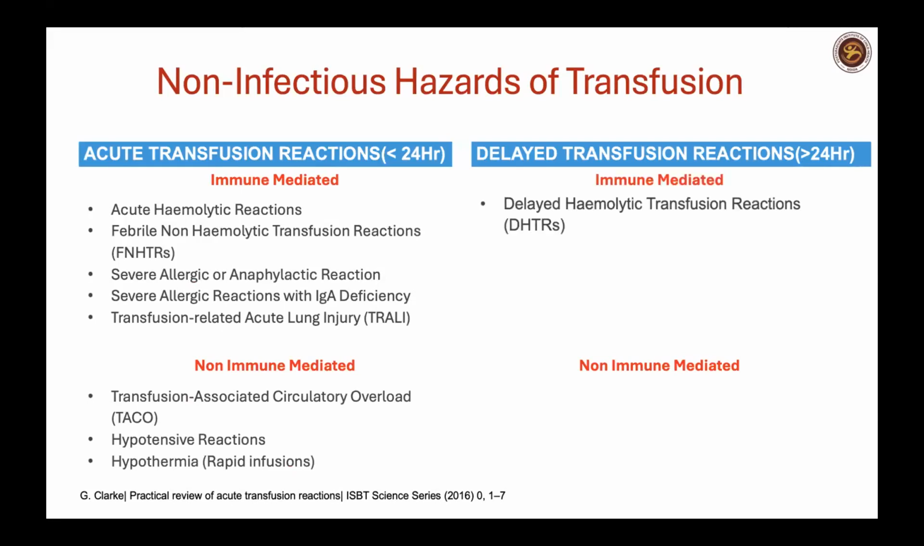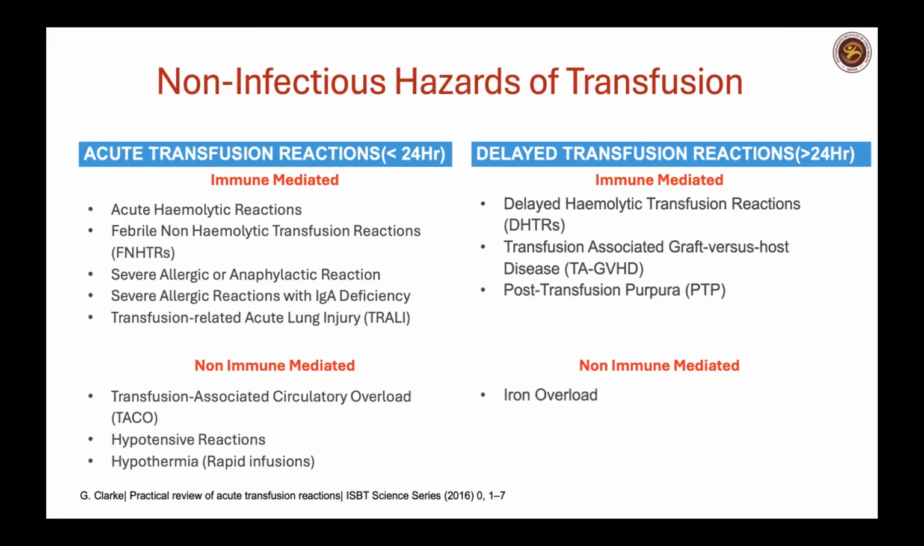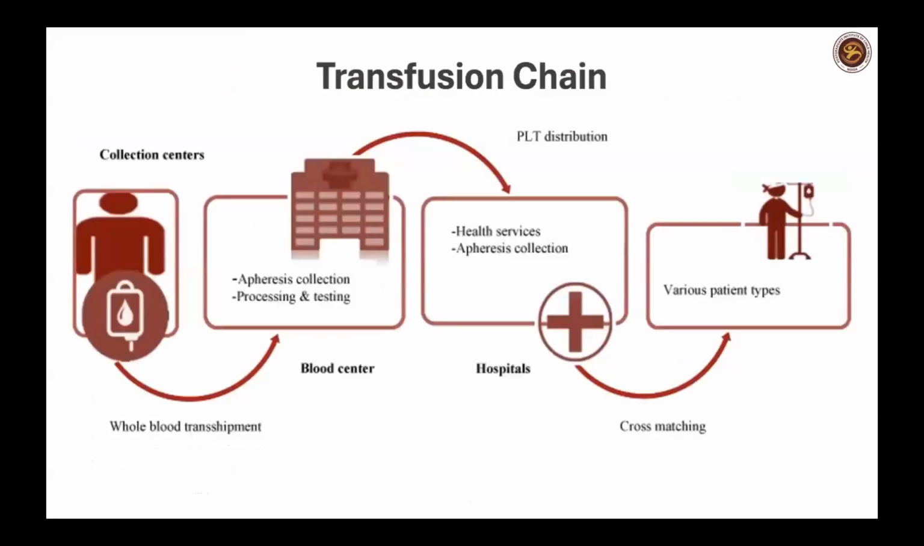Coming to delayed, that is after 24 hours of transfusion, there is delayed hemolytic transfusion reaction, transfusion-associated graft versus host disease, post-transfusion purpura, and the non-immune mediated delayed one is iron overload, which is commonly seen with our thalassemic patients. So this is a big list of all the non-infectious transfusion reactions that can occur. I will not be going into the detail, but just briefly covering the other part.